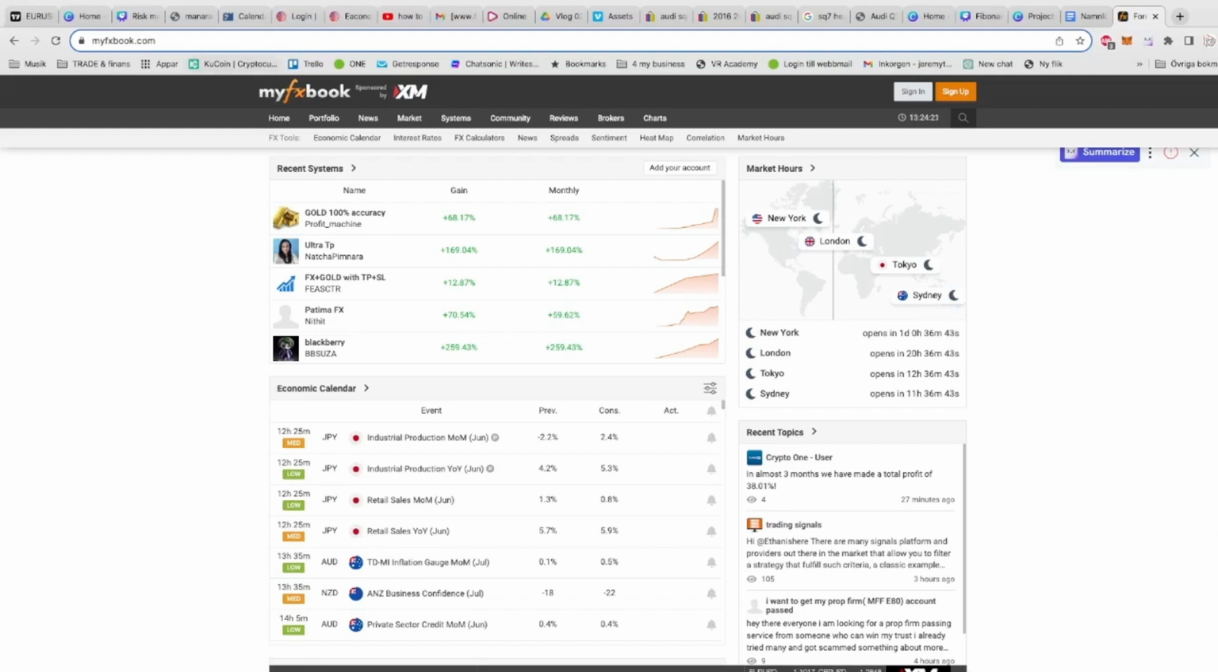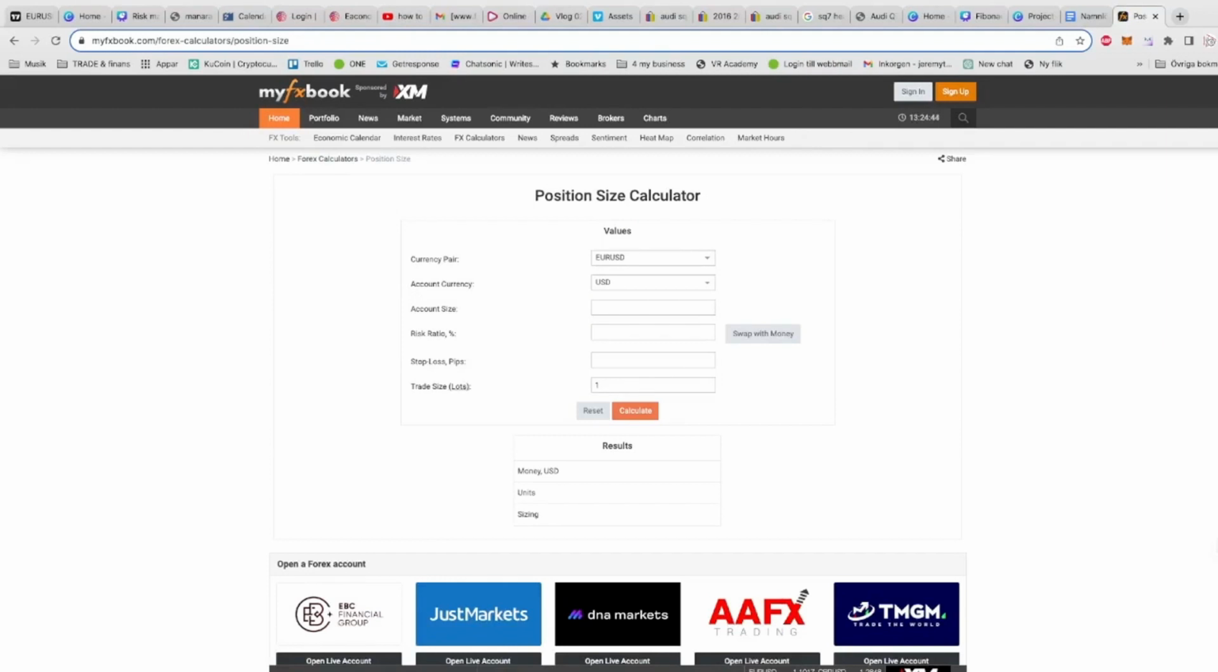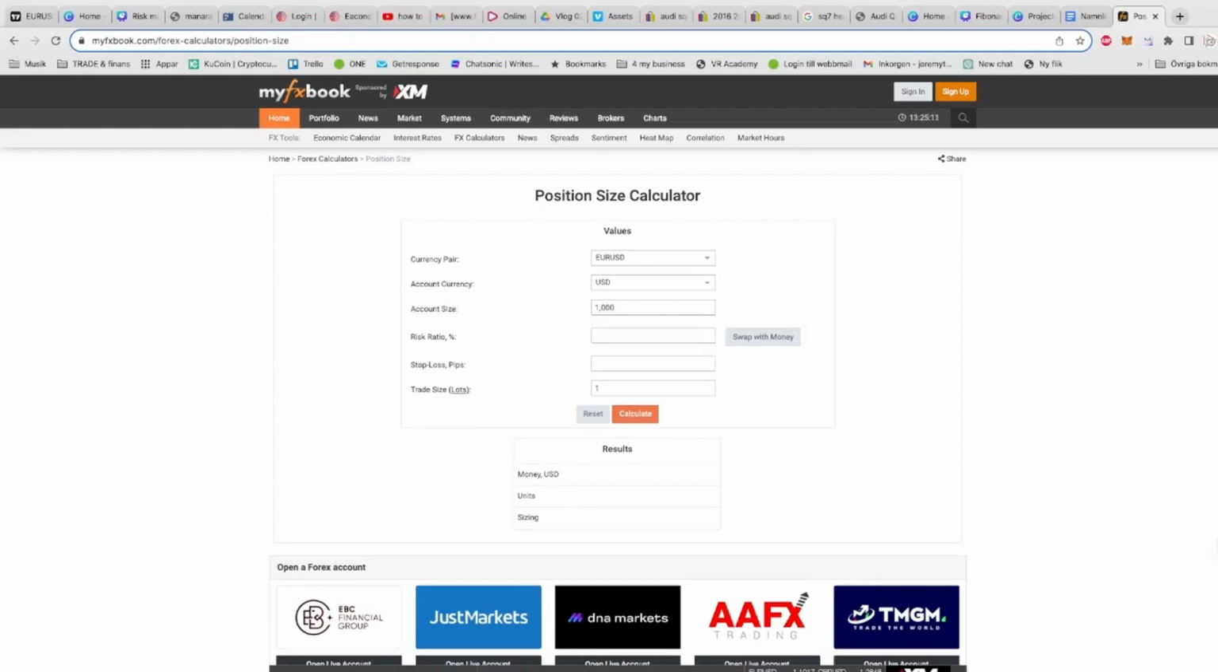When you come to this page, the first thing you go to is what you see here, FX calculator. In here, you have many different types of calculators, but you go to position size calculator. From here, you can calculate the risk that you are taking in your trade and how much lot size you should bet into your trade to have the appropriate, correct risk. Now, let's say that you're trading Euro USD. Your account currency is US dollar, which is most often the case. Your account size, let's say, is $1,000, and you want to risk 2% on this trade.